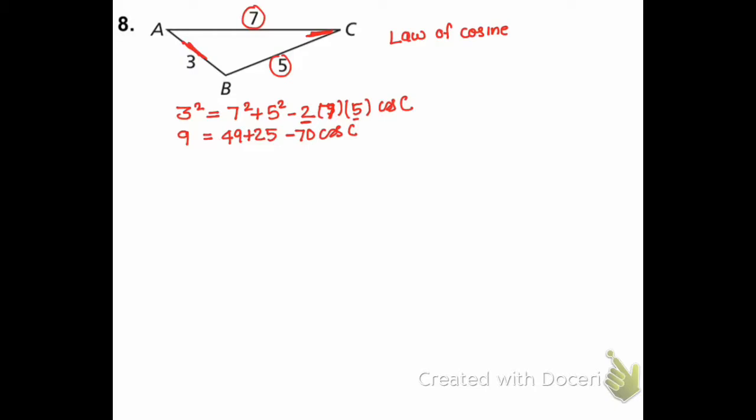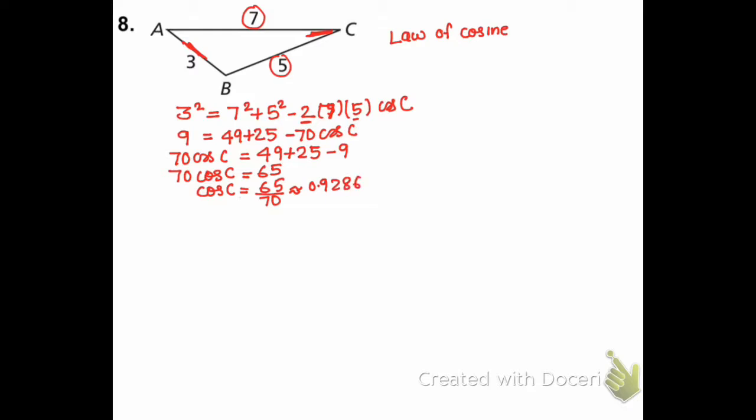What you have to do is add 70 cosine C on both sides and subtract 9 from both sides. You get 70 cosine C is what? 49 plus 25 minus 9. Simplify the right hand side: 70 cosine C is 65 here. Divide by 70 on both sides, 65 over 70, and when you simplify you get 0.9286.